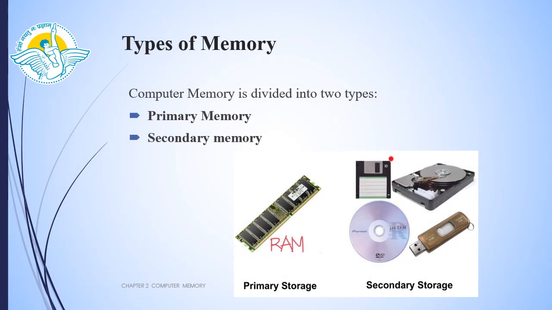Now we come to the next topic, types of computer memory. Computer memory is divided into two types, primary and secondary. You can see in this picture, RAM is an example of primary memory and floppy disk, hard disk, CD and pen drive, these are the examples of secondary memory.